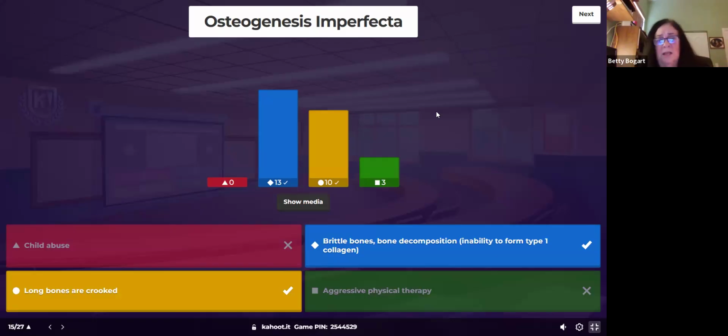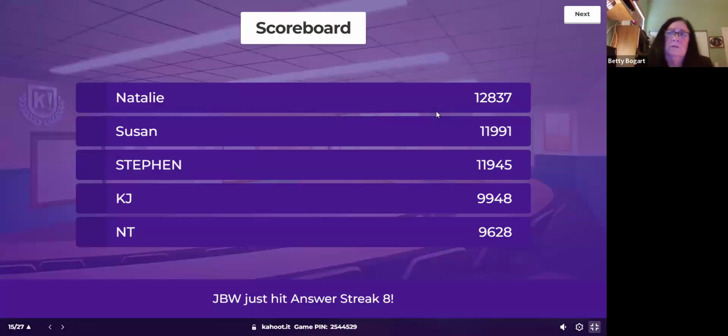It is brittle bones. Everything is crooked in these bones because of the way that they're formed. And again, our goal with osteogenesis imperfecta is to try to keep them in a position where they can be mobile, whether in a wheelchair, a wagon, something. Let's get them mobile. We don't want them being depressed and alone by themselves because they can't move.